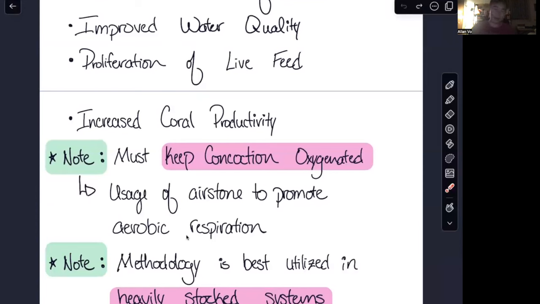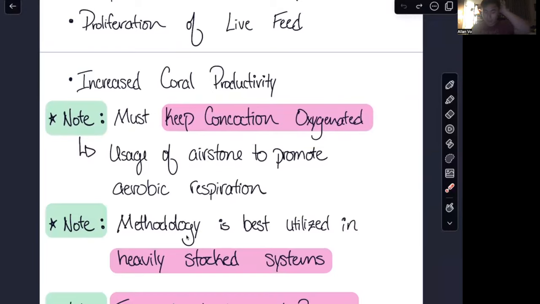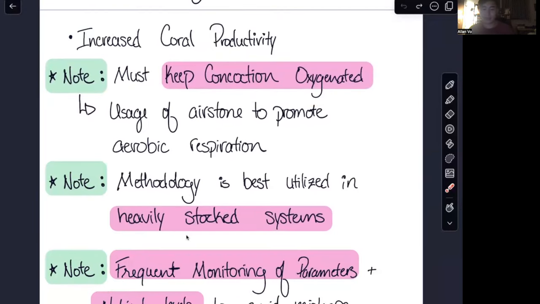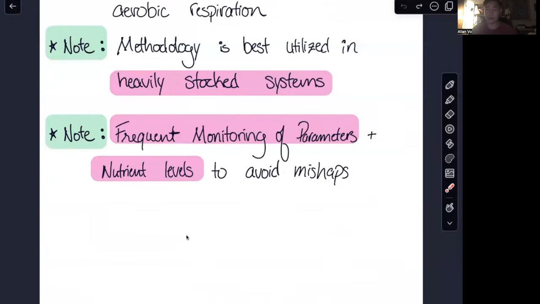One thing to note is that it's key that you keep the concoction oxygenated. You don't want any anoxic zones forming. So what I do is use an air pump, air stone, or whatever to promote aerobic respiration. I'd also say that this method is best used on heavily stocked systems. I find it more handy because you have more mouths to feed. I'm not saying you can't use this on a lightly stocked system, but it might be too much for what you require. There's a relatively high investment or startup cost, but long-run costs are relatively low compared to traditional methodology.